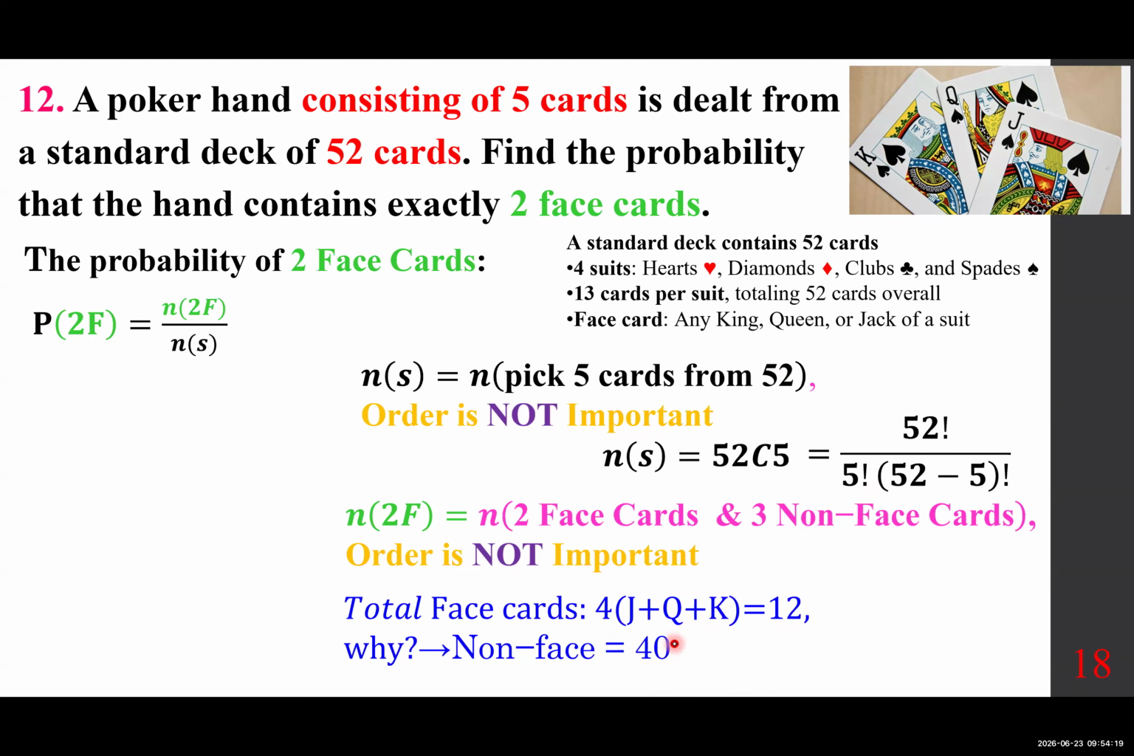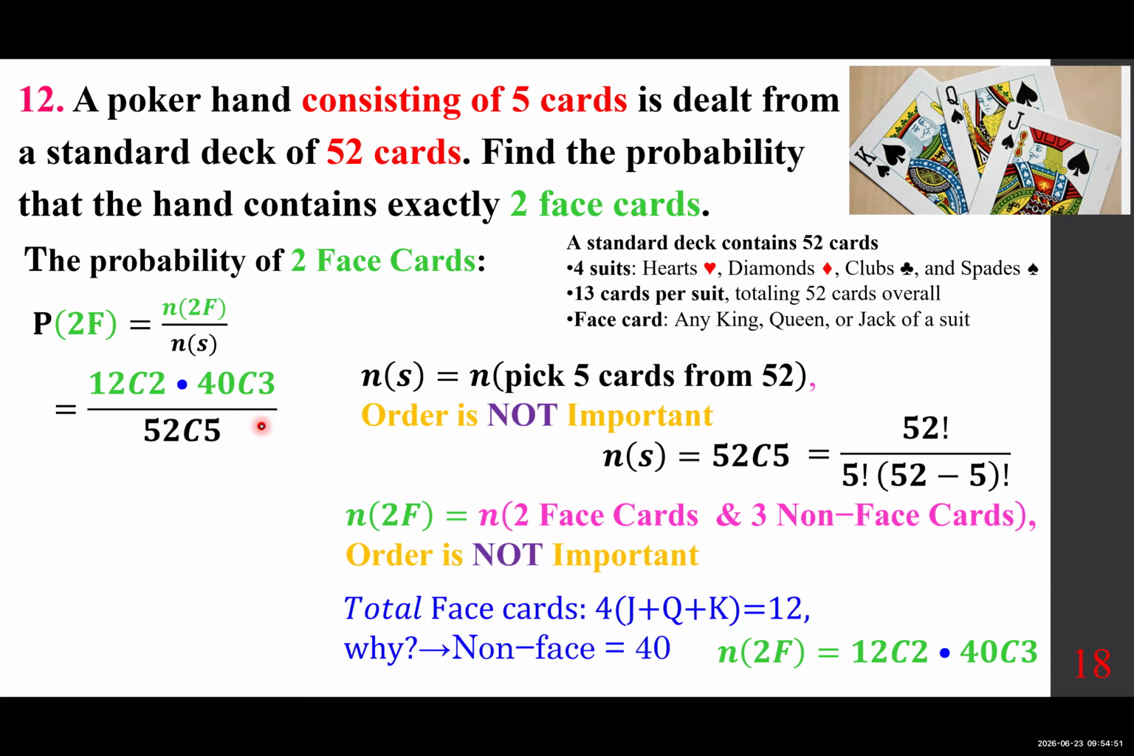So what is N of 2 face? We want to pick a combination from the 12, we want to pick 2. And the rest of them is 40, we want to pick 3. So N of 2 face is 12 choose 2. This is because we need 2, and the rest, this number 3, is 5 minus 2, from the rest of them, 40. And this is what matters.